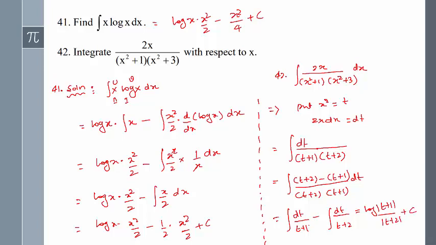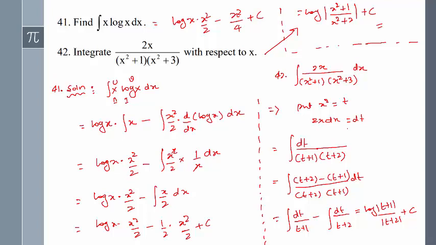This will be log of mod t plus 1. This will be minus log of mod t plus 2. So log a minus log b, that is log a by b. And you can just see that the answer will be log of mod x square plus 1 divided by x square plus 2 plus c. This will be the answer for problem number 42.